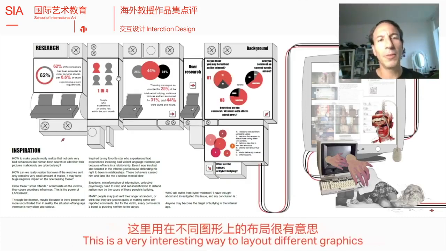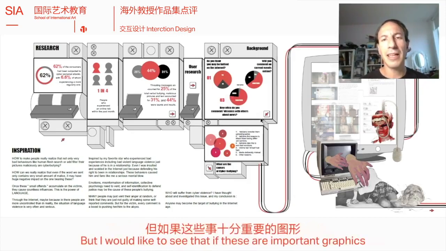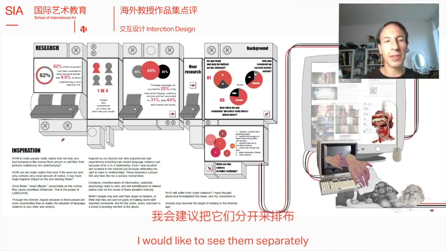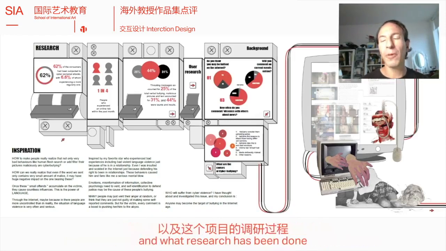This is a really interesting way to lay out different graphs. I don't think I've really seen that, but I would like to see that. If these are important graphs, I'd really like to see them separately so I could really understand what's actually happening inside these and what research was done.